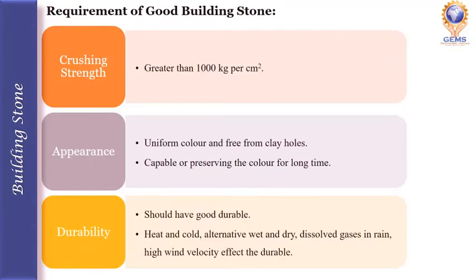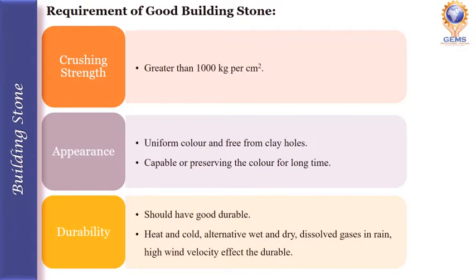So what are the requirements of a good building stone? First is crushing strength. For a good building stone, crushing strength should be greater than 1000 kg per centimeter square. Second, its appearance. A good building stone should have a uniform color, be free from clay holes, and be capable of preserving the color for a long time.